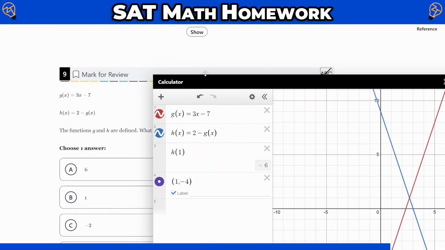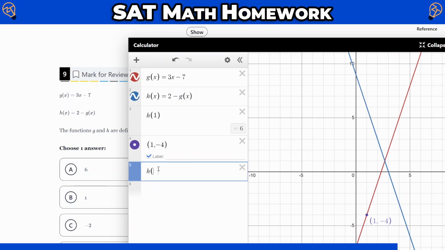That makes perfect sense. And ultimately, we wanted to find h at 1, which we knew was 6. And that means you have the ordered pair 1 comma 6 on function h, which is that blue graph, which we see as well. Ultimately, Desmos was the easiest approach, getting the correct answer of A.